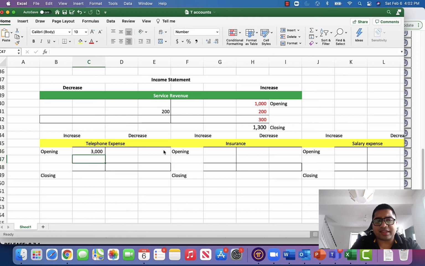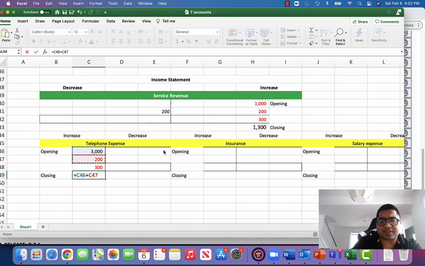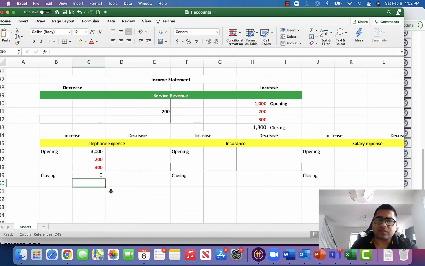Okay, all the increase in expenses. So you had an opening balance of 3000 for telephone expenses, you did 200 and 300 of expenses. Okay, the closing balance will be opening plus increases minus decrease if any. Decrease is 0 right now, so this will be closing balance. Okay, so this is how accounting works.